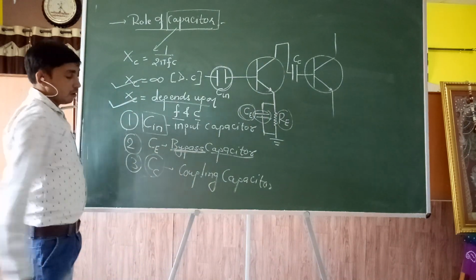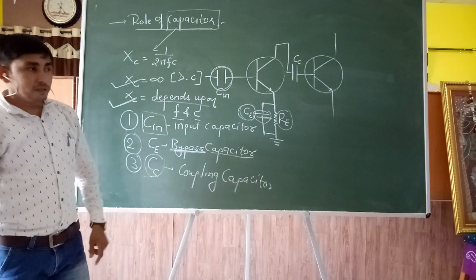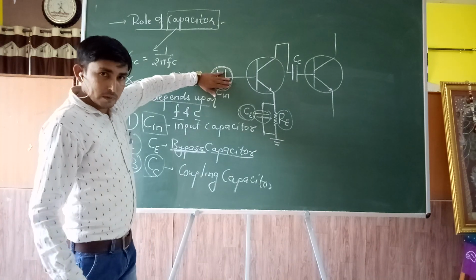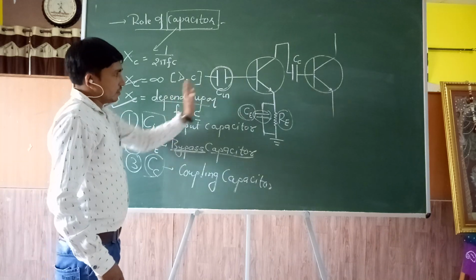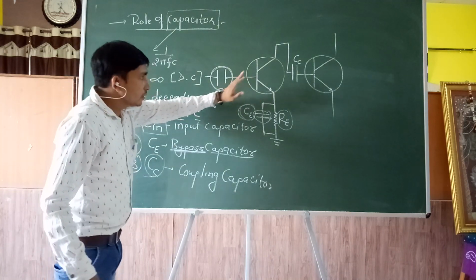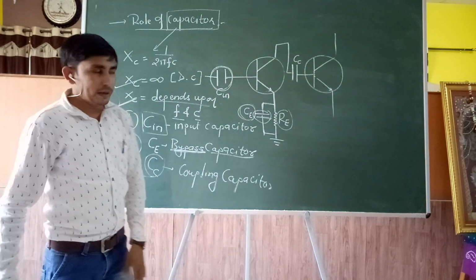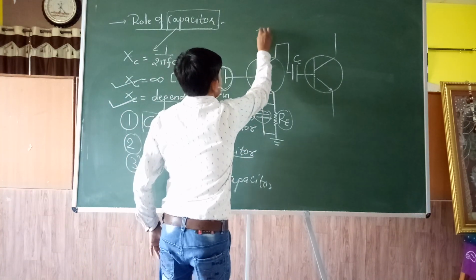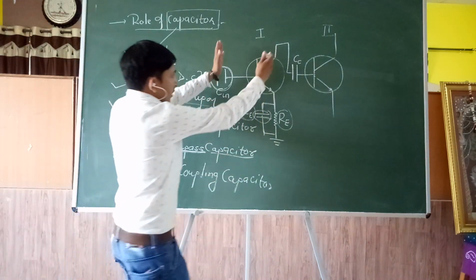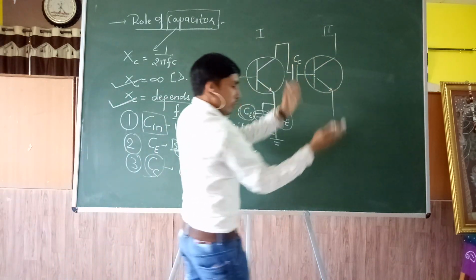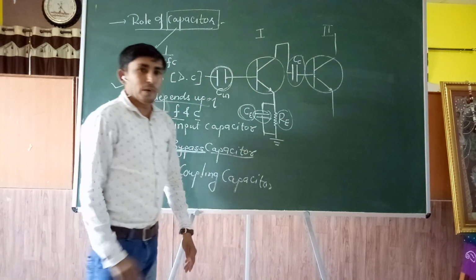The third one we call CC, which is named a coupling capacitor. What is the purpose of it? It is similar to the input capacitor, but what is the main difference between these two? The input capacitor couples our input AC signal to the base of the transistor. A CC provides the coupling between two stages. Let's say this is my stage 1, this is my stage 2. We need to couple these two. For that purpose, we are using a capacitor known as a coupling capacitor.